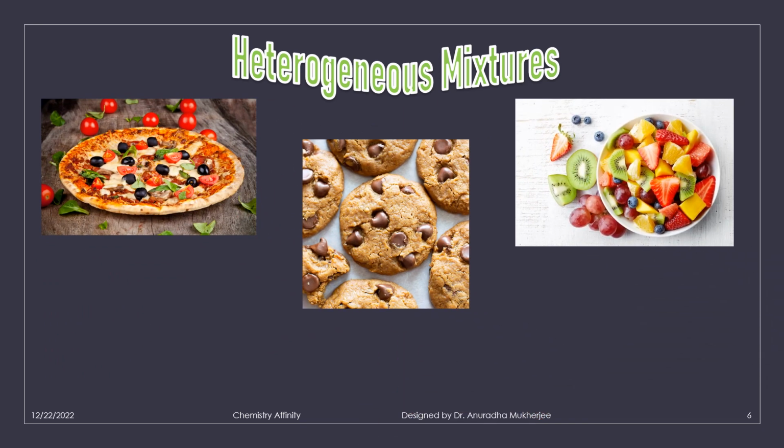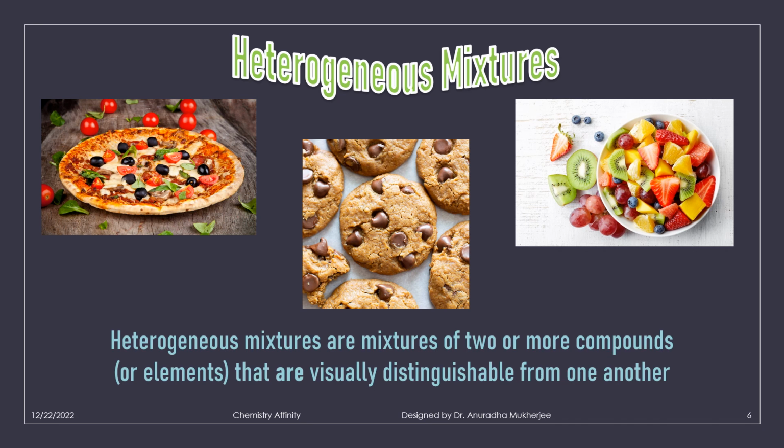Similar to homogeneous mixture, there are lots of examples in the real world which are actually heterogeneous mixtures, like from pizza to fruit salad to cookies. These are all heterogeneous mixtures because here all the components are visible. So from the chemistry point of view, the definition of heterogeneous mixture is that these are mixtures of two or more compounds that are visually distinguishable from one another.